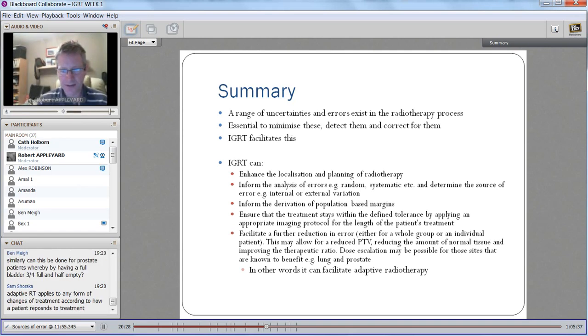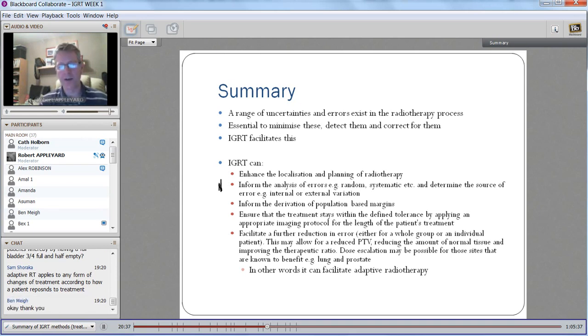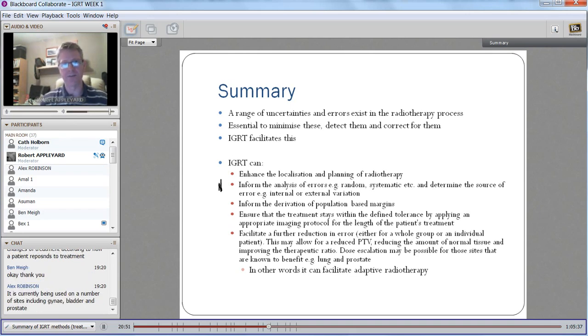Importantly, I've not mentioned this yet, it can inform our understanding, our analysis of errors that already exist. And we can use this to determine the margins that we should be applying to populations and or individuals. If we're moving towards individual applications here, then we're starting to talk about adaptive radiotherapy, and that's something we'll move on to and talk about more as the course progresses.